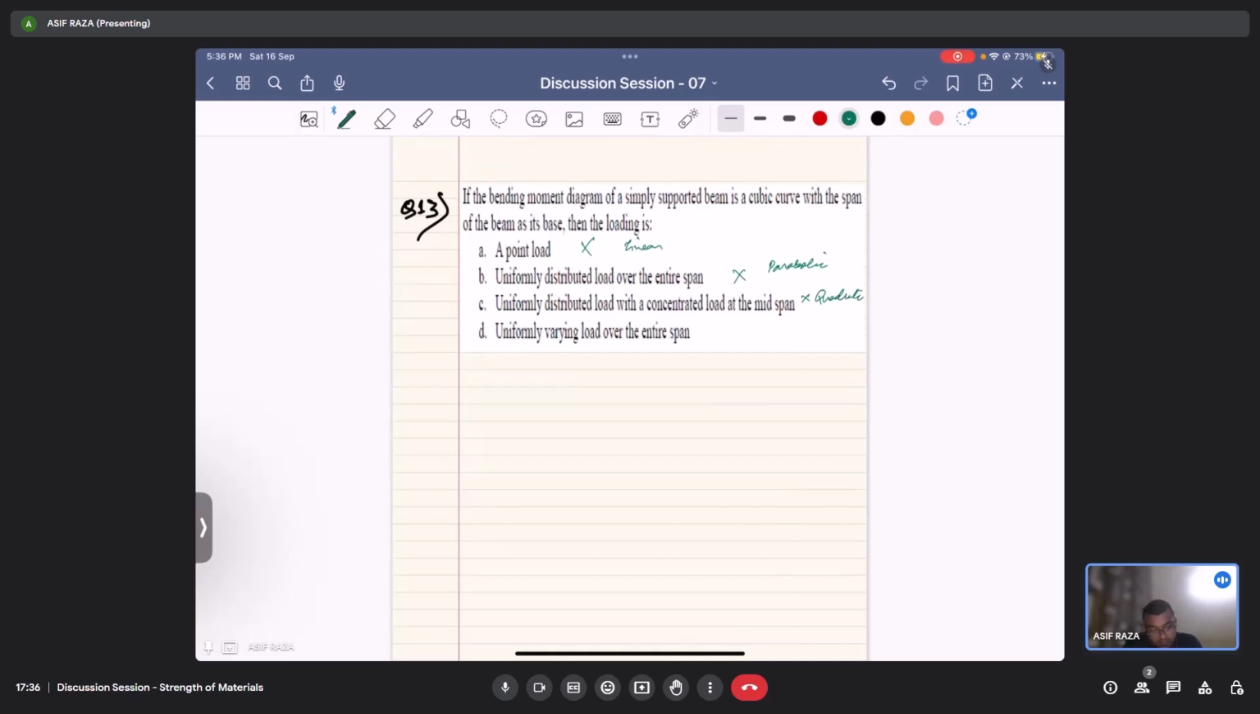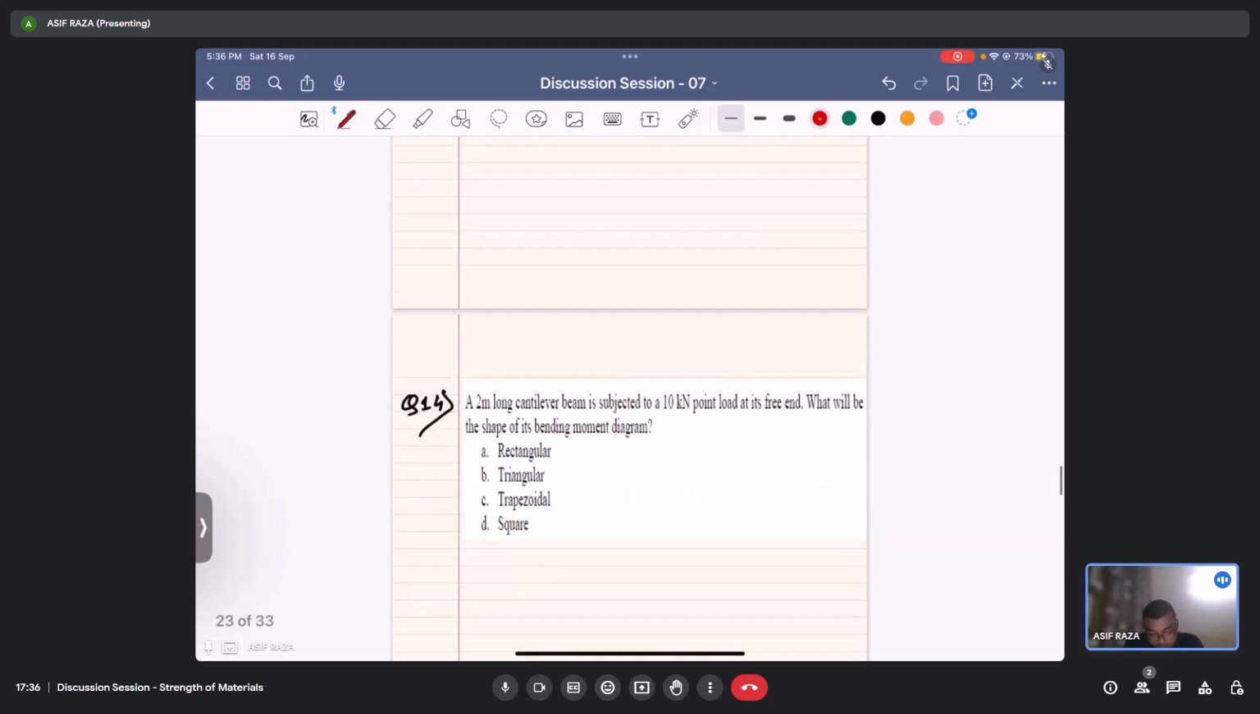Uniformly varying load over the entire span. So this is the correct one. Correct answer is option D. Okay. Moving on to the next question.